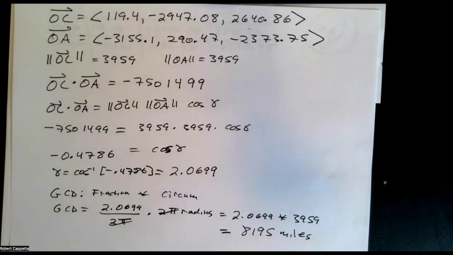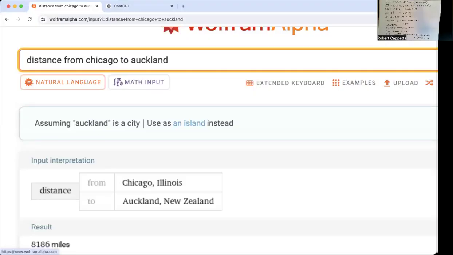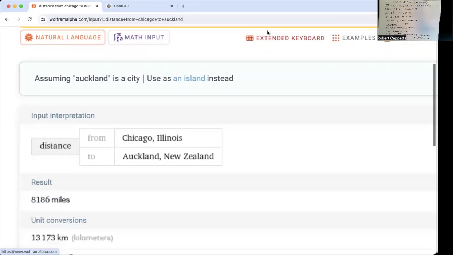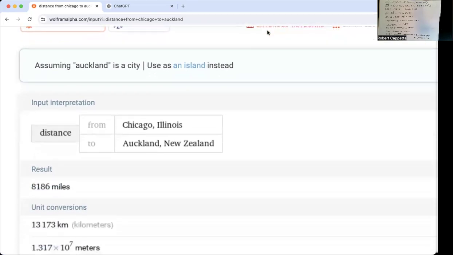So that's what we believe our great circle distance as the crow flies, or as the airplane flies, between Chicago and Auckland, pretty close to 8,200 miles. Now let's see how close that is to what we get from some internet resources. So asking Wolfram Alpha, distance from Chicago to Auckland, they are telling me about 8186, pretty close to 8195. We're differing by 9 miles out of around 8,000. I'd say that error is pretty good.